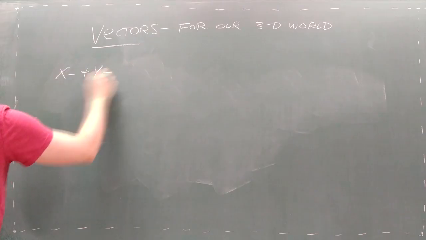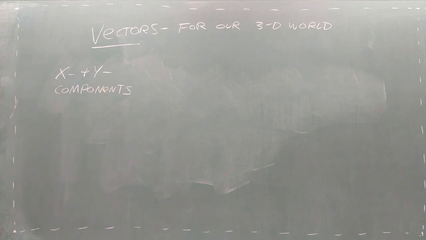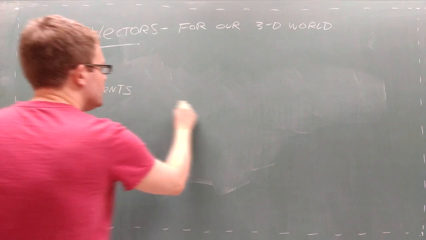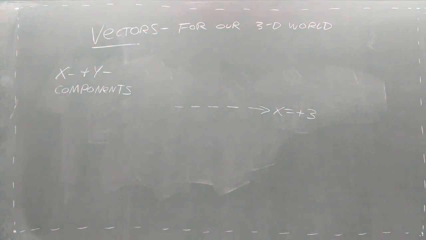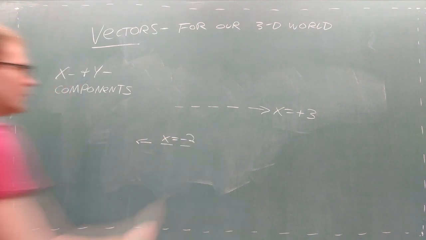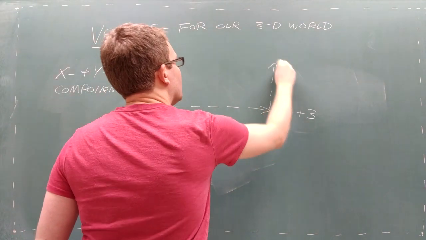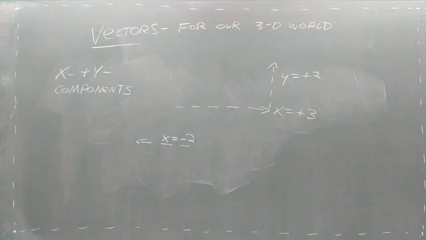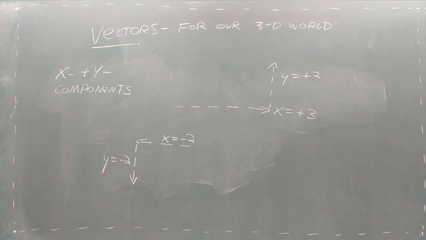A second way to draw a vector is to specify the vector's x component and y component. A vector's x component tells you how far in the left and right direction this vector points. A positive x component points to the right, while a negative x component points to the left. A vector's y component tells you how far in the up and down direction the vector points. A positive y component points up, while a negative y component points down.